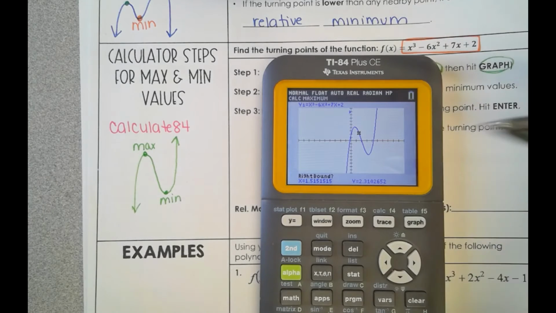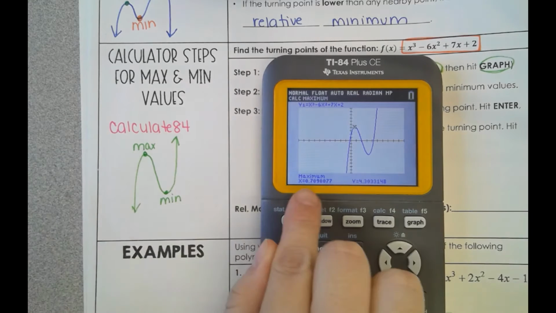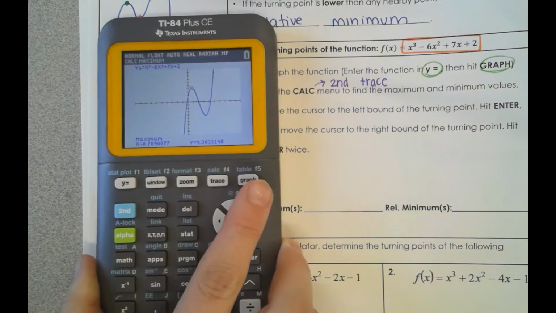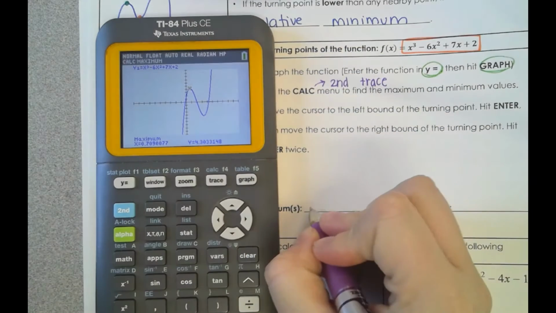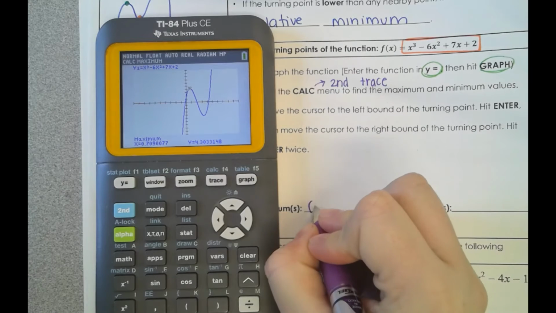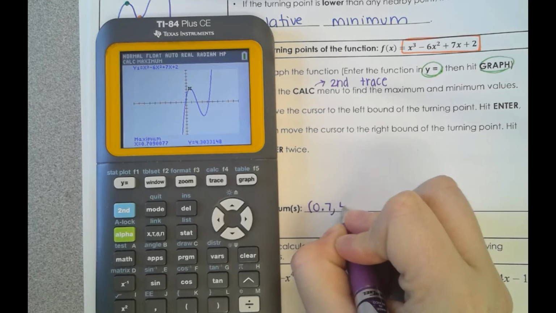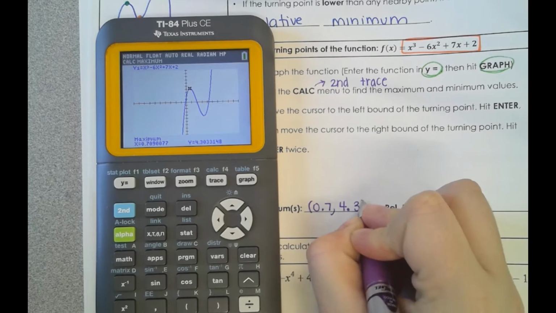So here is my maximum. My cursor is to the right. And then we hit enter again. And then it says to guess. I don't know why the calculator does that, but it does. So just hit enter a third time. And it gives us the point for our maximum. We're going to write this as a coordinate, 0.7, comma, 4.3.